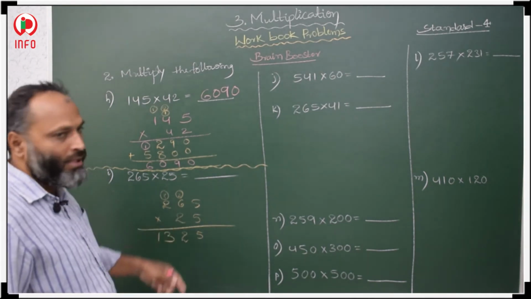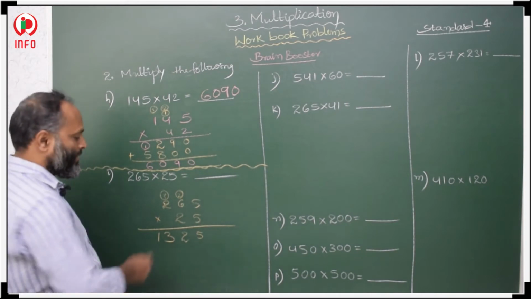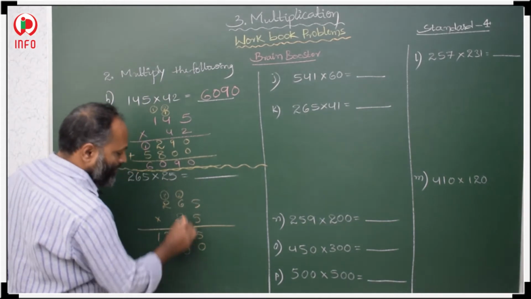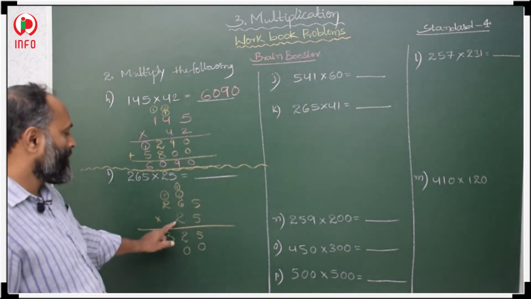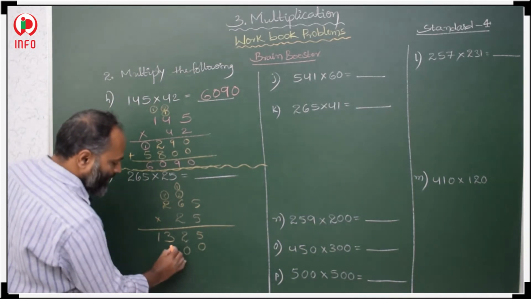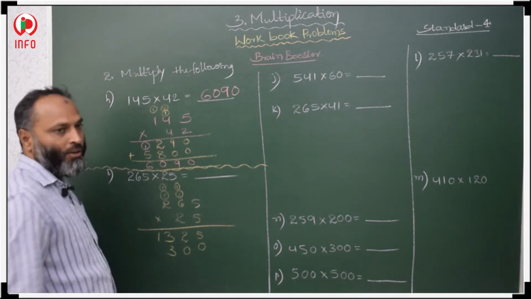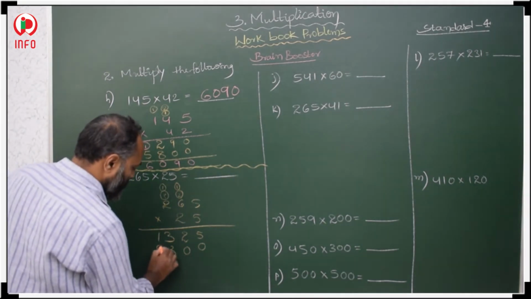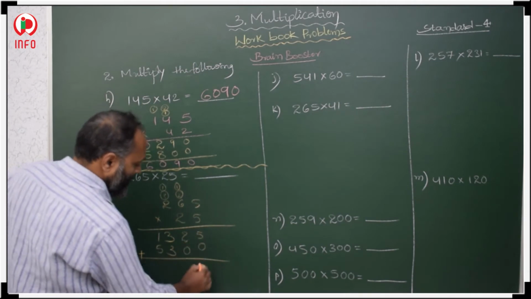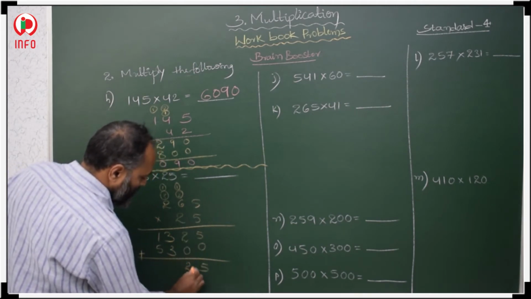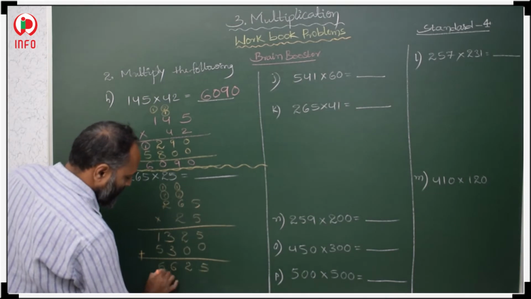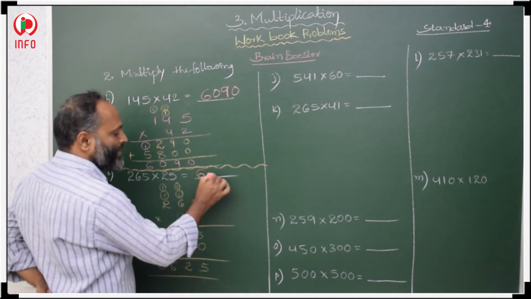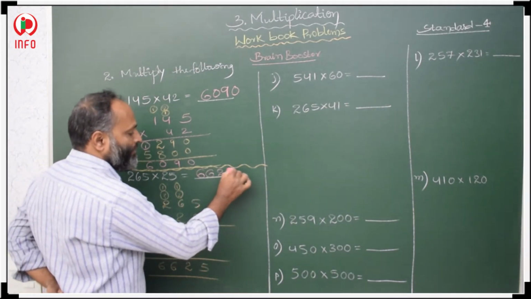Now start multiplication with 2. 2 is in tens place, then take 0 in ones place first. 2 5s are 10 and carry over on tens place. 2 6s are 12, 12 plus 1, 13 and 1 carry over on hundreds place. 2 2s are 4, 4 plus 1, 5. Now you add. 5, 2 plus 0, 2, 3 plus 3, 6, 5 plus 1, 6. 6625. What is your product? 6625. This is your product.